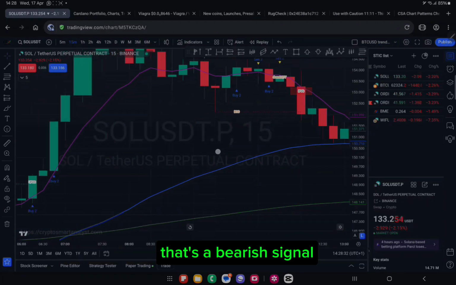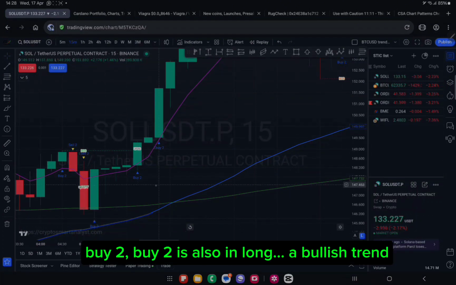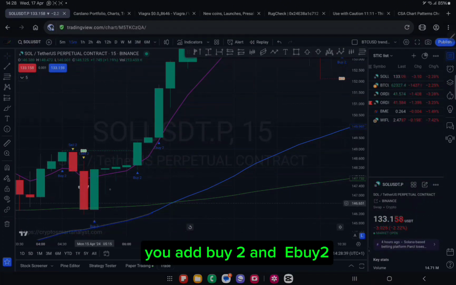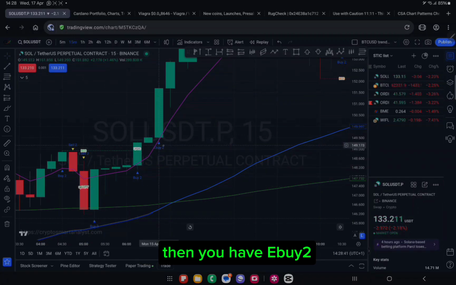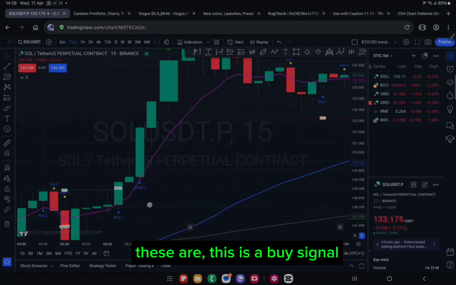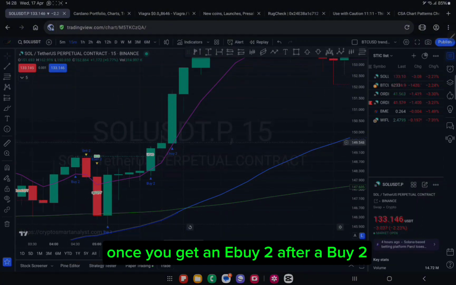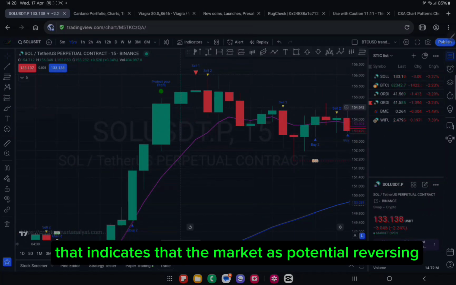That's a bearish signal. So when you have the buy 2, it is also a bullish trend. You have buy 2, then you have E buy 2. The market is getting extended. It's still in buy mode, but it's getting extended. This is a buy signal, this is a buy signal, this is also a buy signal. But once you get an E buy 2 after a buy 2, that indicates that the market has potential to reverse either way.